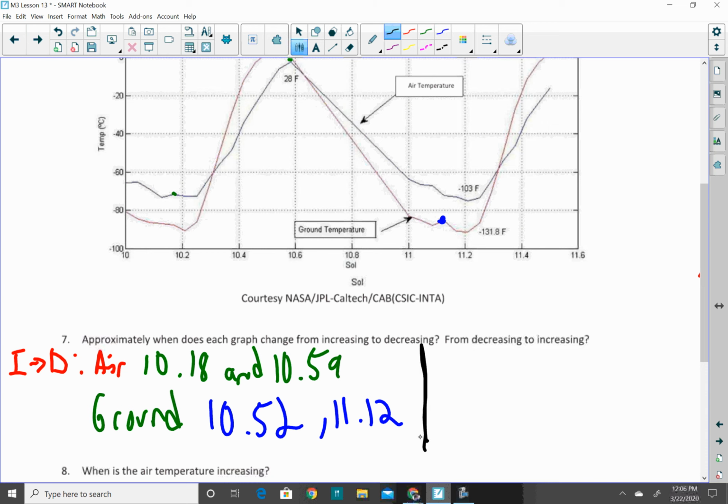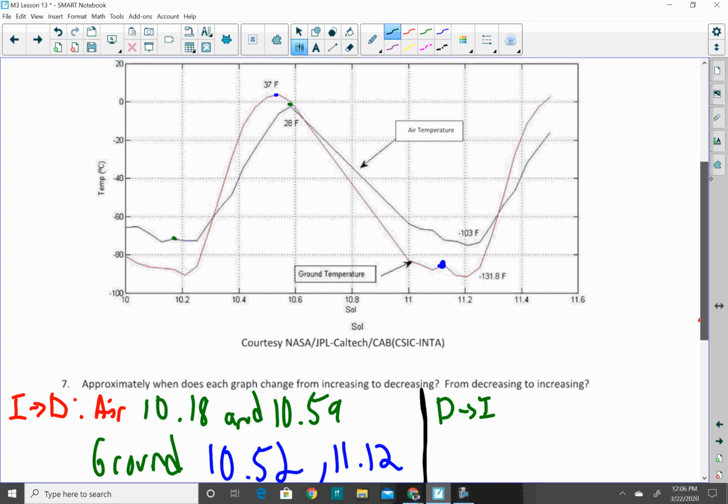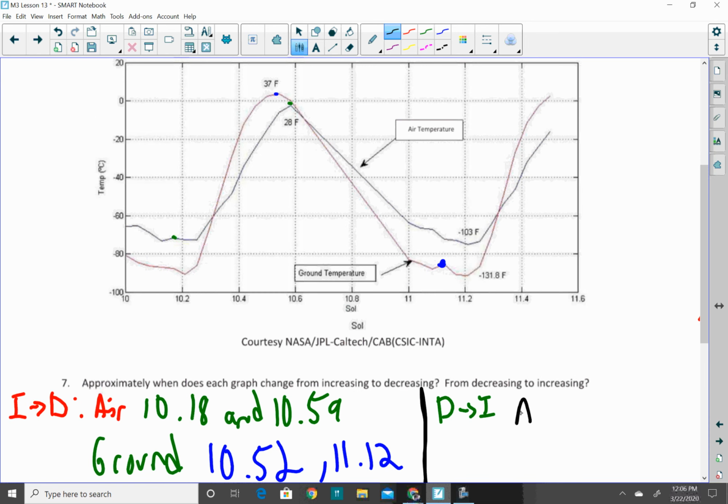And then we're going to do decreasing to increasing, those turning points. Where's the graph going from down and up? So we'll do air first again. Do the air in black. So where's it? Oop, got one. Where's the graph going on the air graph for temperature, air temperature? Where is the graph going from decreasing to increasing?